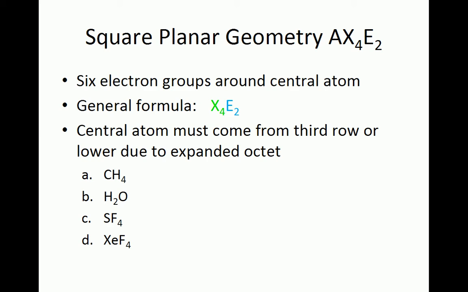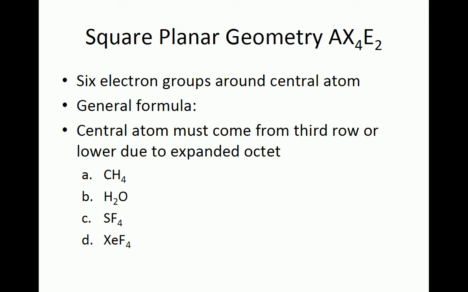Square planar molecular geometry results when the central atom A has 6 electron groups surrounding it, 4 atoms X and 2 lone pairs, E, and has the general formula AX4E2. More than 4 electron groups means that the atom must be in the 3rd row or lower of the periodic table in order to possess this expanded octet.